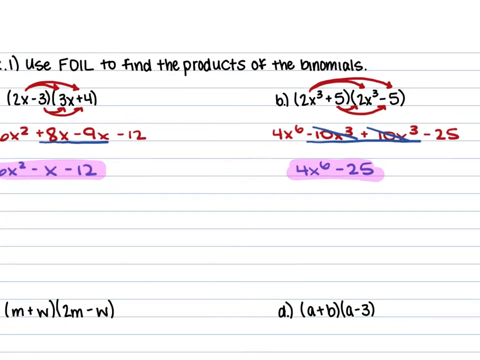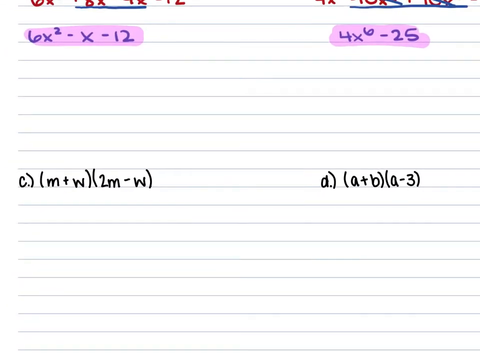For example C, we have m plus w times 2m minus w. So we're going to take m and distribute it in. So m times 2m is 2m squared, and m times negative w is a negative mw.